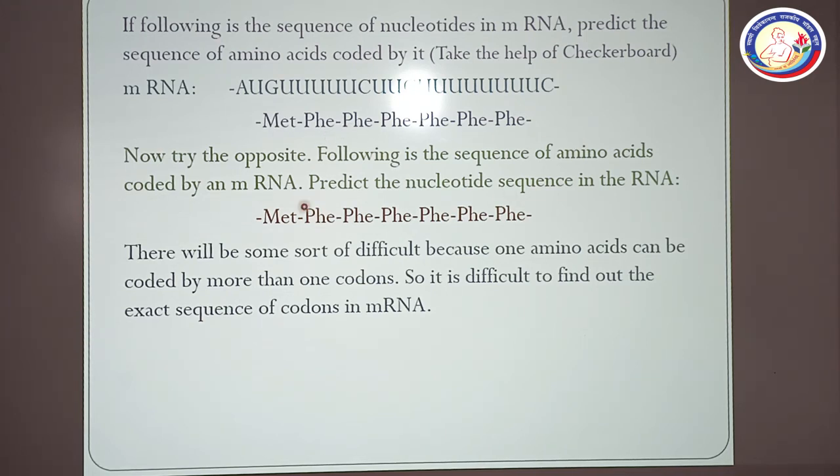Now try the opposite. Following is the sequence of amino acids coded by an mRNA. Predict the nucleotide sequence in the RNA. Methionine, phenylalanine. There will be some difficulty, because one amino acid can be coded by more than one codon. So it is difficult to find out the exact sequence of codons in mRNA.